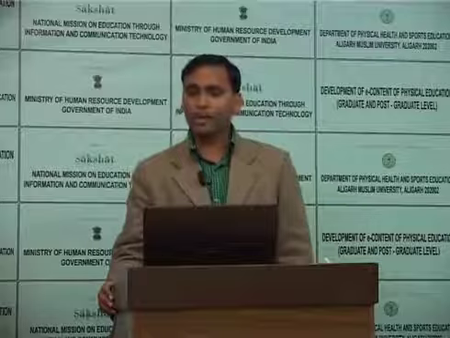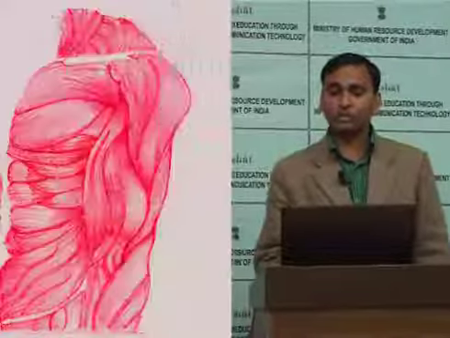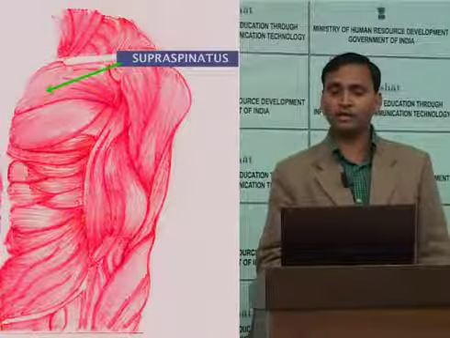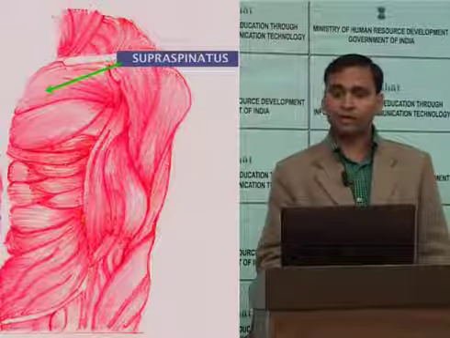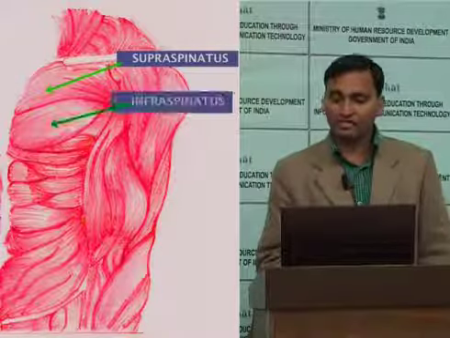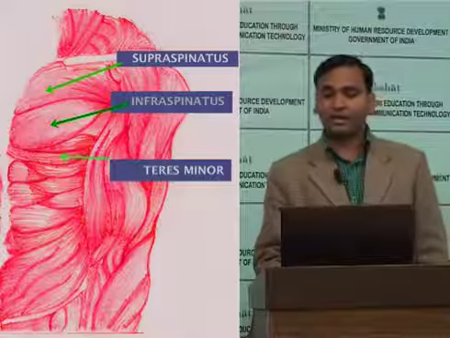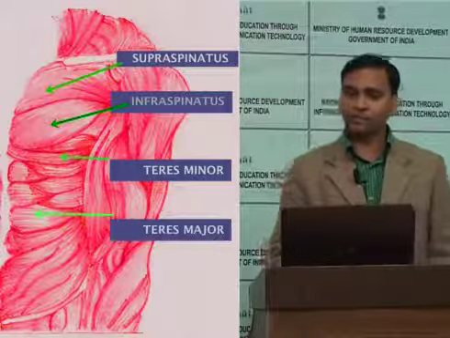The posterior compartment of shoulder muscles mainly includes the supraspinatus. You can see here in the diagram: supraspinatus, infraspinatus, teres minor and teres major muscle.